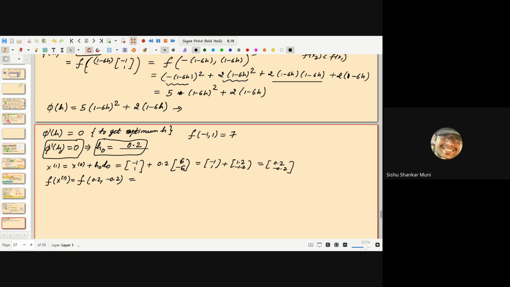That means our next step. So this is f of x naught. I want to compute f of x1. Can you tell me this value? F of x1, that is my 0.2, minus 0.2 from this step.